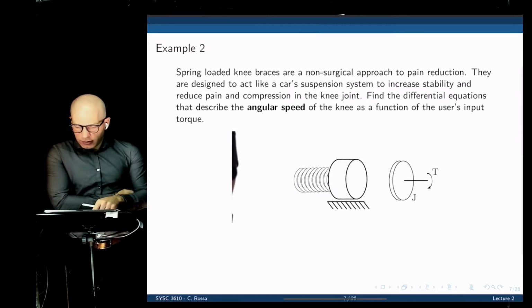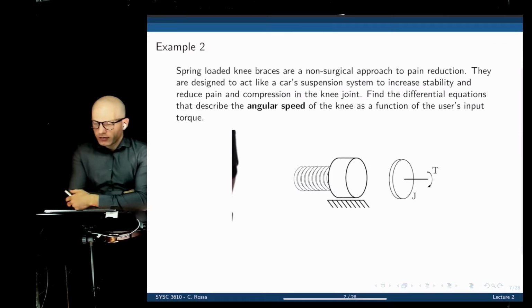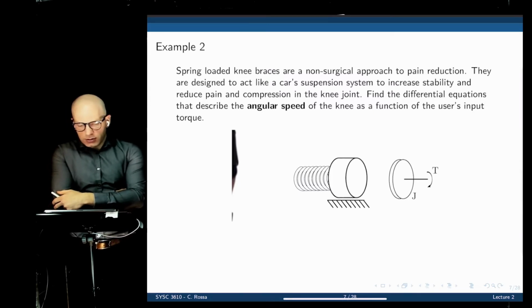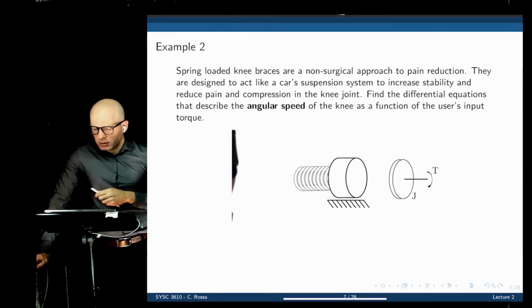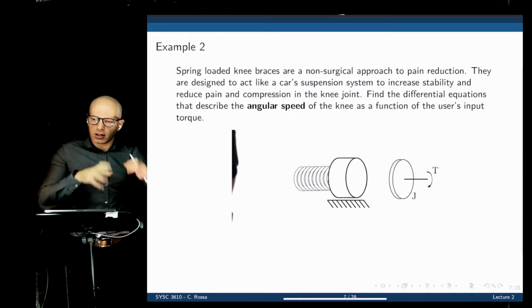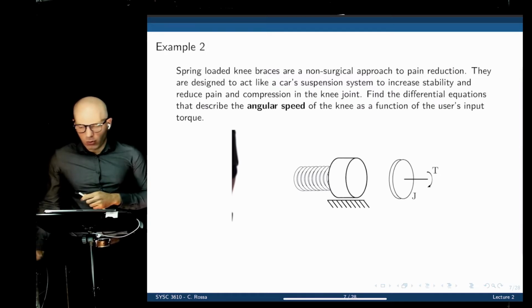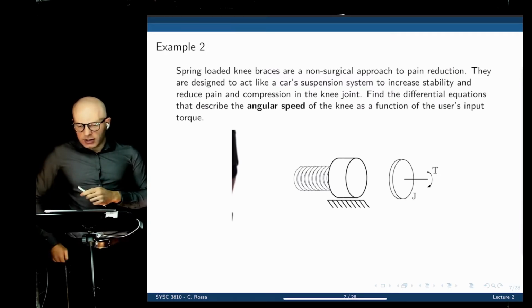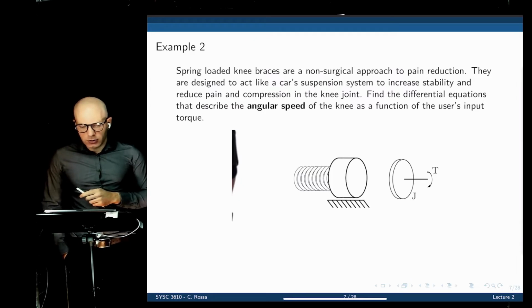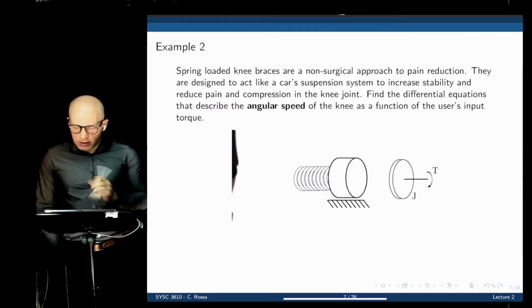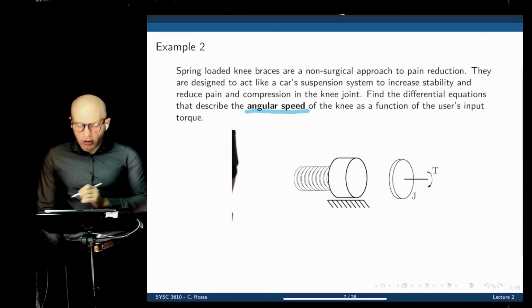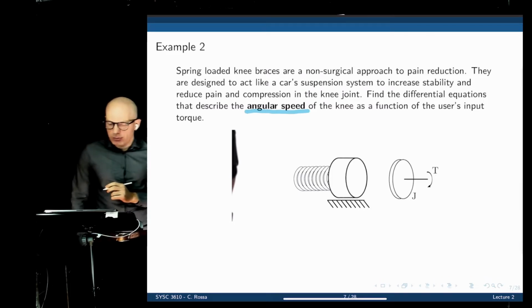All right, so let's move on to example 2. We have a spring-loaded knee brace, which is a non-surgical approach to pain reduction. It's a device attached to the knee, and it has a spring that can help people walk. They are designed to act like a car suspension system to increase stability and reduce pain and compression in the knee joint. Find the differential equations that describe the angular speed of the knee as a function of the user input torque.